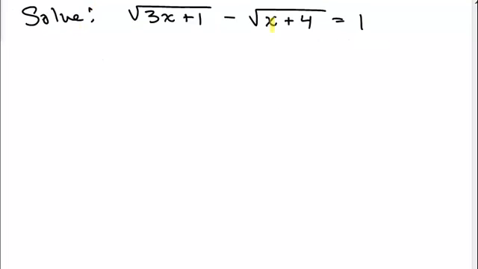All right, so here's our problem. Solve the square root of 3x plus 1 minus the square root of x plus 4 equals 1, and our solution that checked was 5.